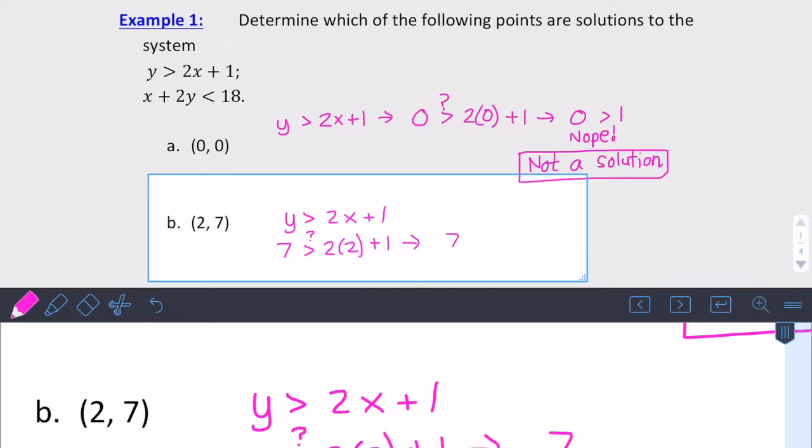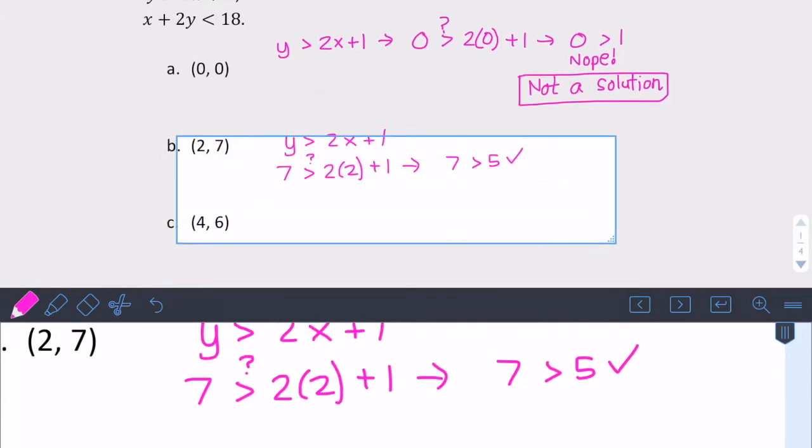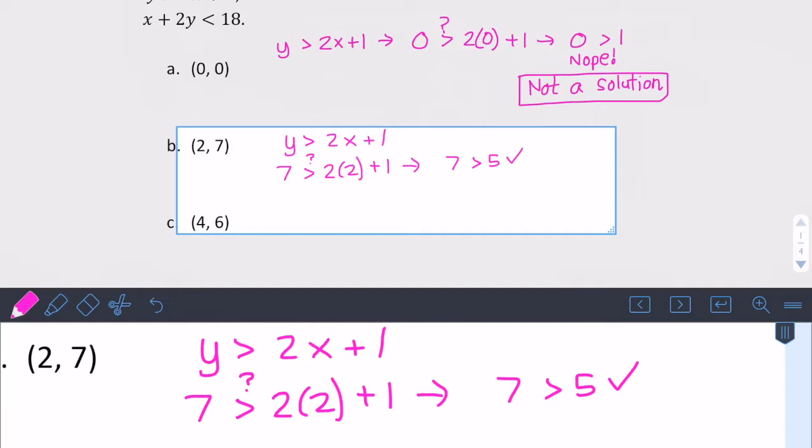If you try that, you've got 7 is greater than 5. That is a true statement. So we're kind of halfway there. It has to work in our other inequality as well if it's going to be a solution. So we'll try it in that second one.